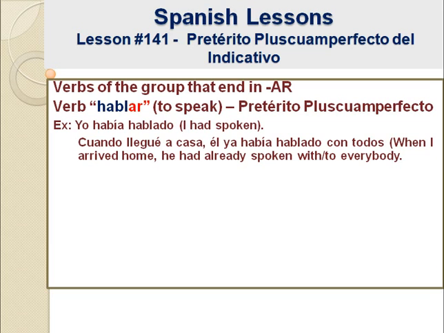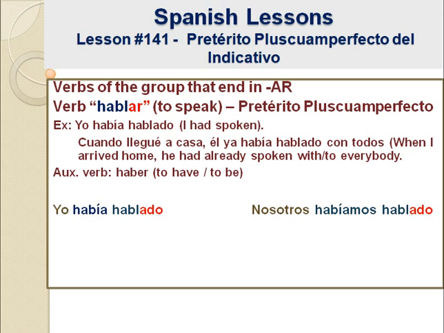So here, had spoken is pretérito pluscuamperfecto, or había hablado, right? Already corresponds to the word ya, the y and the a. This means already in Spanish, right? And we can omit this word if we want. It doesn't change the meaning. Oh, and we are using the auxiliary verb haber. Same as in English, we use the verb to have, right? When we say I had spoken, in Spanish we use the verb haber.